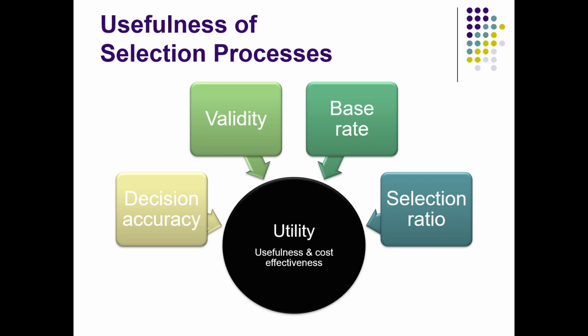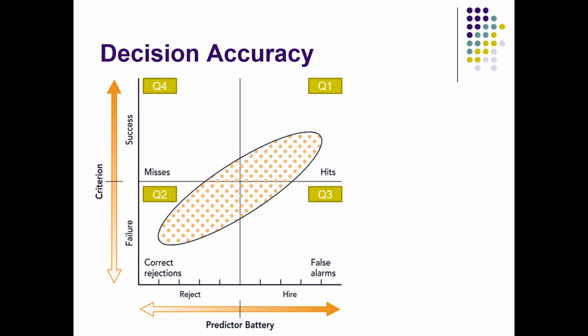Okay, in this segment, I'm going to talk about the usefulness of selection processes, and we're going to go through decision accuracy, validity, base rate, and selection ratio in this section. And overall, what we're trying to figure out is what role all of these things play in the utility of our selection battery and the cost effectiveness of our selection battery. Okay, so let's get started with decision accuracy.